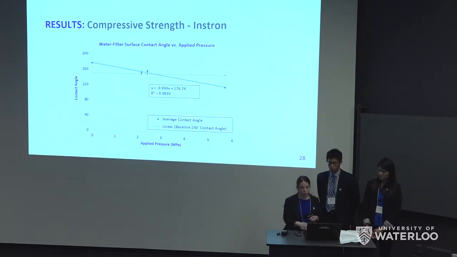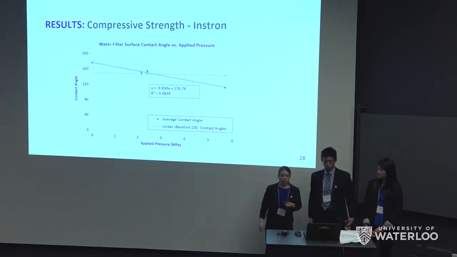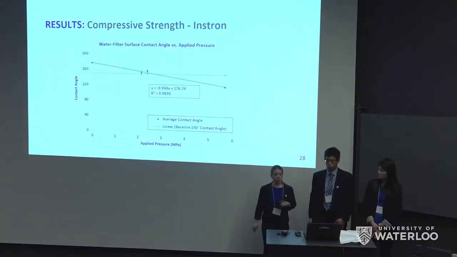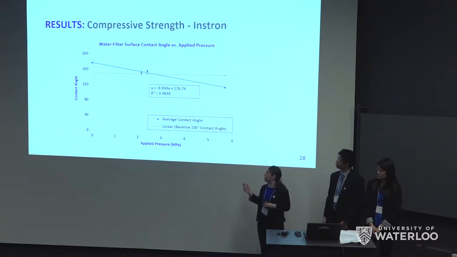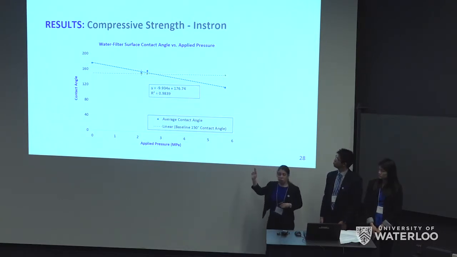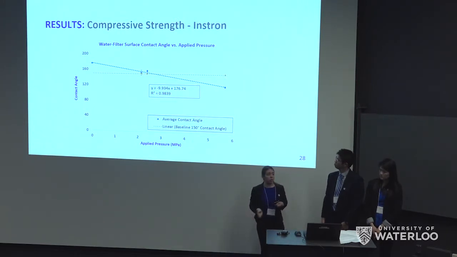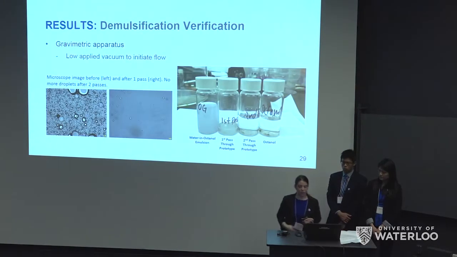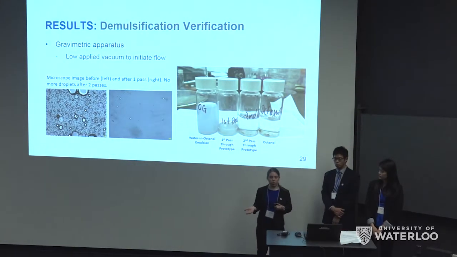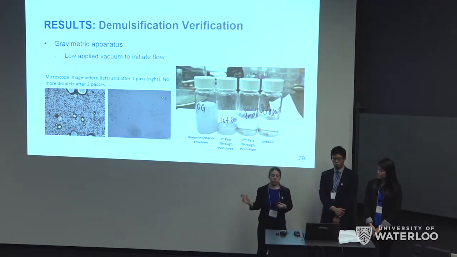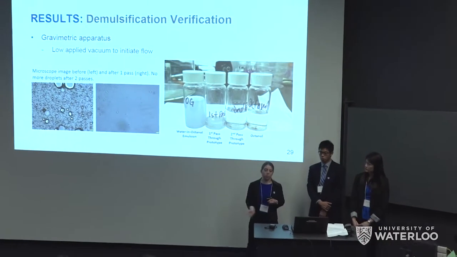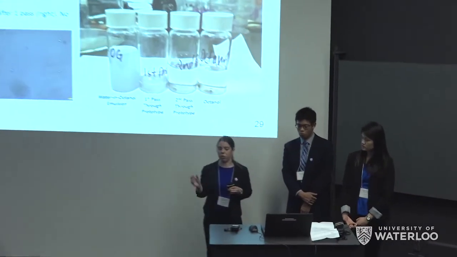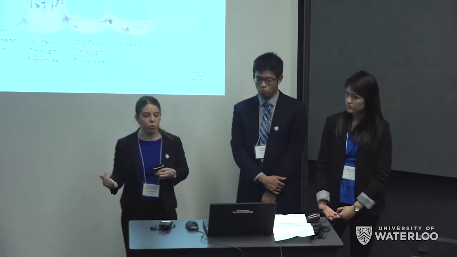So we actually went to the lab and did this experiment just to see if we did actually have 2 MPa. And as you can see, when we apply a little bit more than 2 MPa, we still have 150-degree contact angle. So our porous structure is maintained, and we're still super hydrophobic. So to actually demulsify, we passed emulsion through a gravimetric apparatus, which is essentially just letting it drip with a small applied vacuum just to push it through.